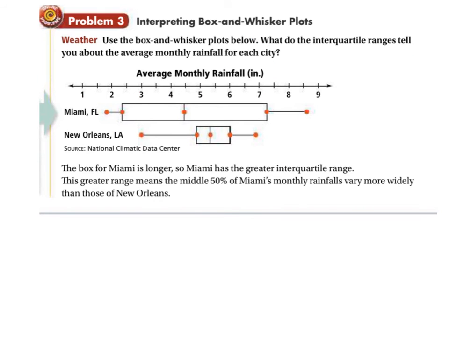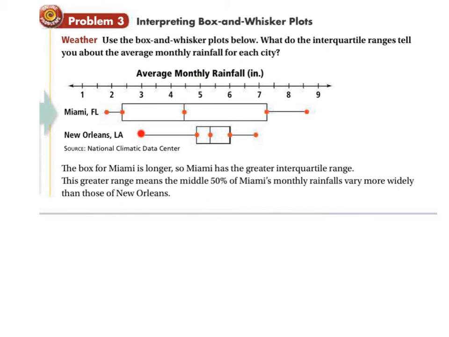So your last problem you got to work for the reading guidance here is interpreting one. How to read them, right? Use the box and whisker plot below. What do the interquartile ranges tell you about the average monthly rainfall for each city? Well, again, interquartile means that from the first quartile to the third quartile, that's 50% of the data in the box there. Notice this one is spread out for Miami. For New Orleans, not so much, very tight. That means 50% of the data here is really spread out. And over here, 50% of the data is really tightly together.